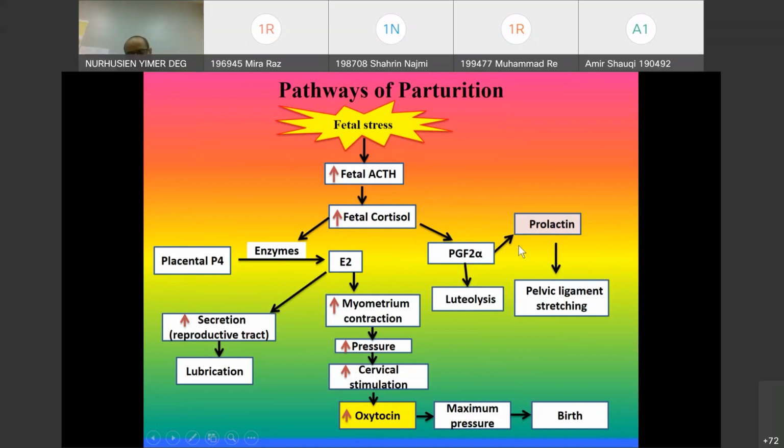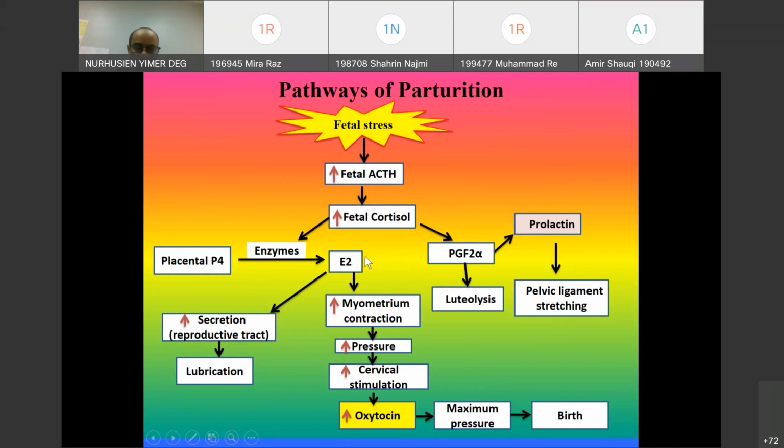On the other side of this endocrine reaction, during this parturition process, there will also be a release of prolactin. This prolactin is also released from the pituitary gland, from the anterior pituitary. The increase in prolactin is very important for the relaxation or stretching of the pelvic ligaments. The ligaments need to be relaxed and stretched so that the birth canal increases in its space to allow the fetus to pass through. So that is another consequence that we will have during this process.